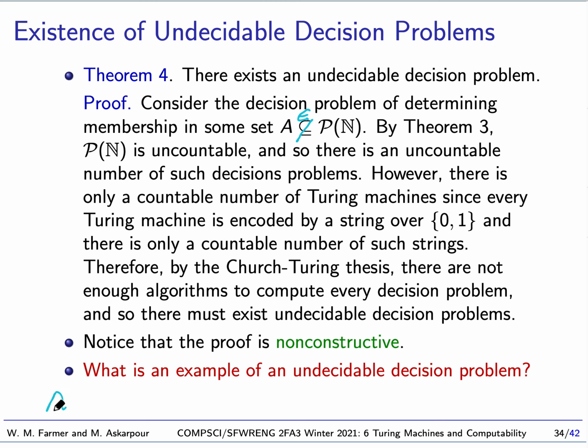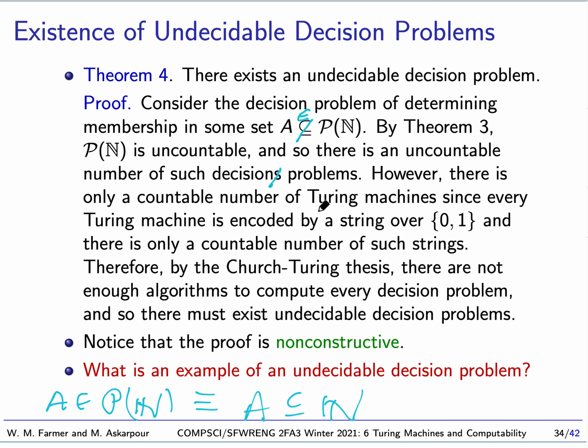If you say that A is a member of the power set of n, that's equivalent to saying that A is a subset of n. So if we take a member of the power set of n, that gives us a decision problem: the problem of whether a natural number is a member of A or not. Now we know by the theorem we just proved that this power set of n is uncountable. So there's an uncountable number of decision problems.